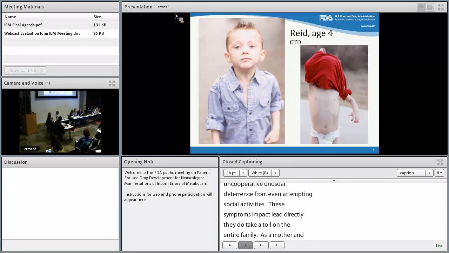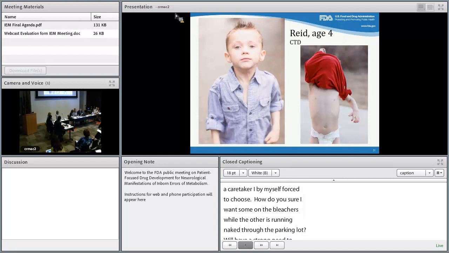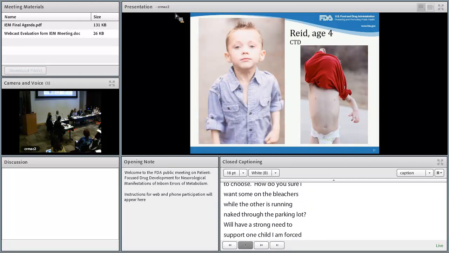As a mother and a caretaker, I find myself forced to choose. How do you cheer on one son from the bleachers while the other is running naked toward the parking lot? While I have a strong need to support one child, I'm forced to adapt our lives to best integrate the other. I have many wishes for my son.